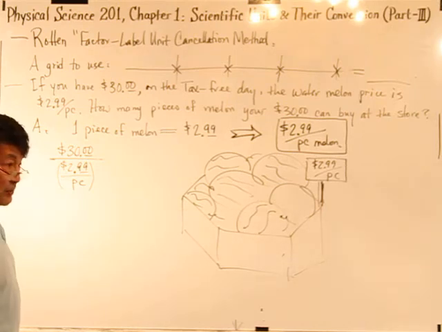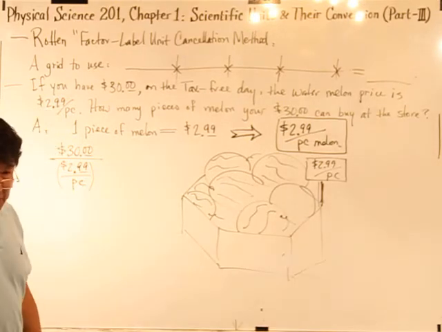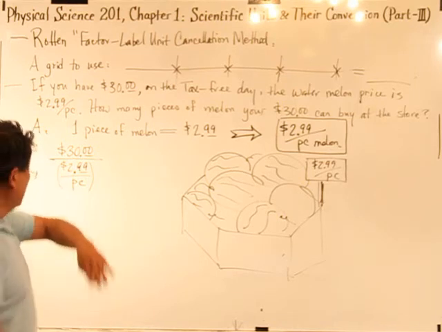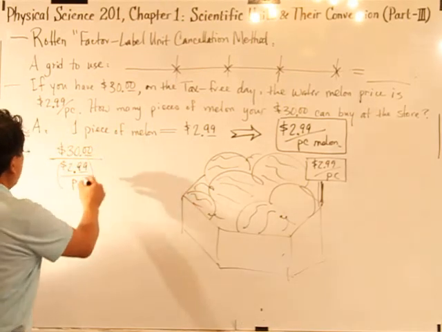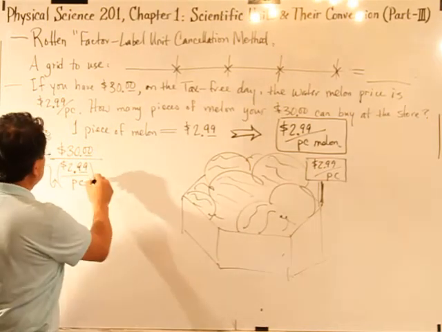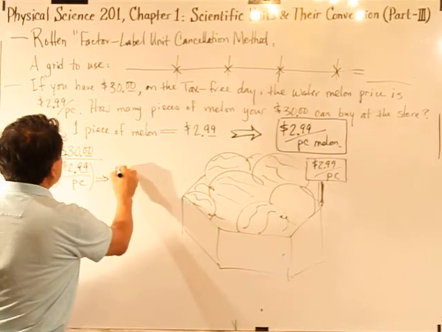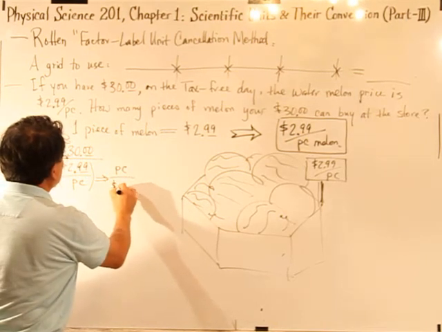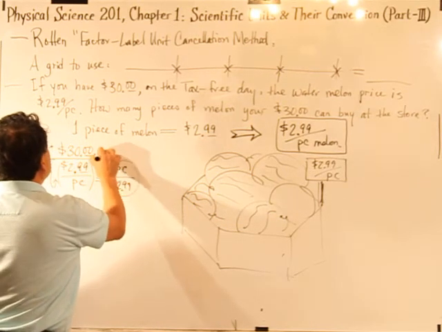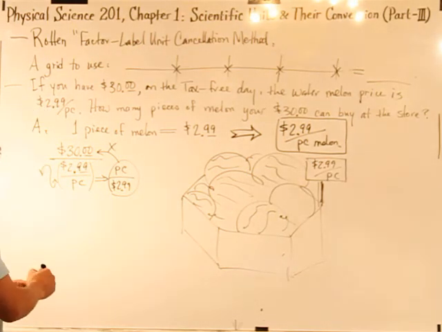So what is the next step? You are learning the path. The next step is what? You reciprocate the denominator. After you flip it, you multiply it into the numerator. So you reciprocate this denominator and move the reciprocated denominator into what? Piece of watermelon over $2.99. And this one is going to be used on top to multiply the numerator. Multiply right here. So what do you end up with?